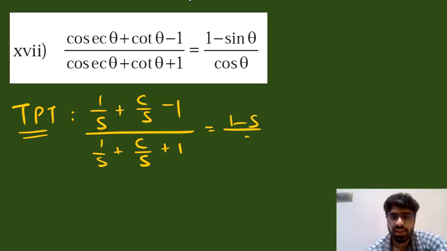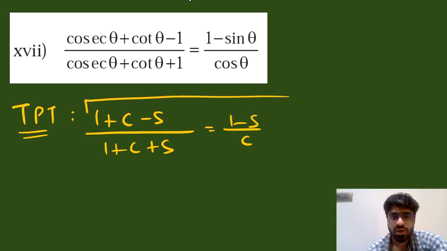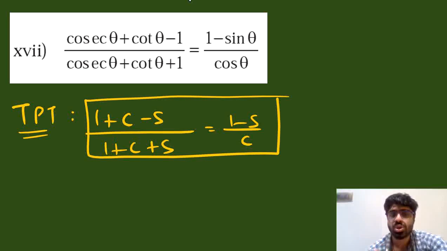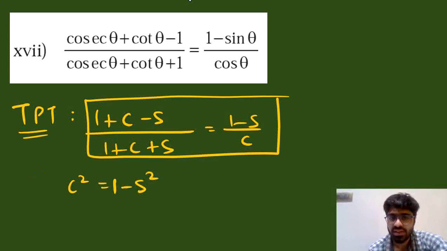That should be 1 minus sine theta upon cos theta. In the numerator and denominator, we can multiply throughout with sine. So we will have 1 plus cos minus sine, and in the denominator we will have 1 plus cos plus sine. Okay. So we have to prove that this relation is true. And now to prove this relation, we are very clear with our result. We will use sine square theta plus cos square theta equal to 1. The question is, should I take cos square theta on the right or sine square theta on the right? Because we have a 1 minus sine theta that is required on the right hand side, we will take sine square theta on the right, and that would give us cos square theta is 1 minus sine square theta.